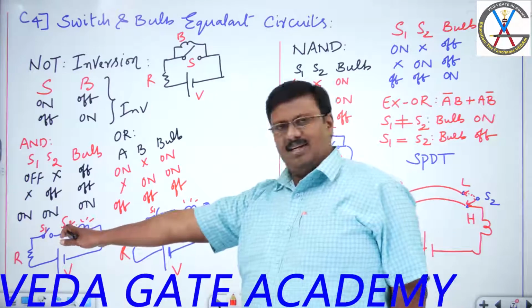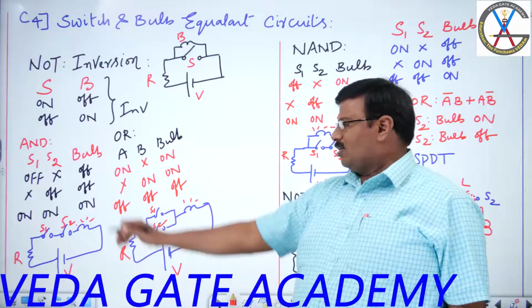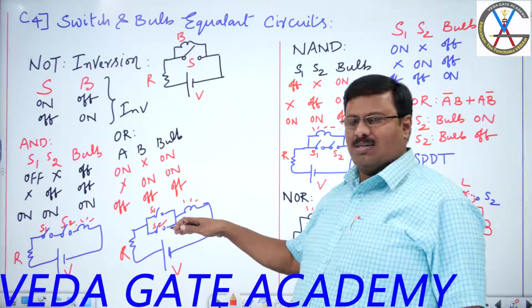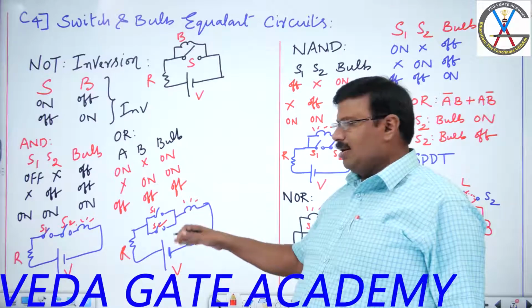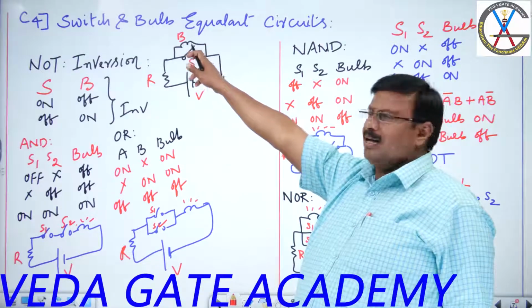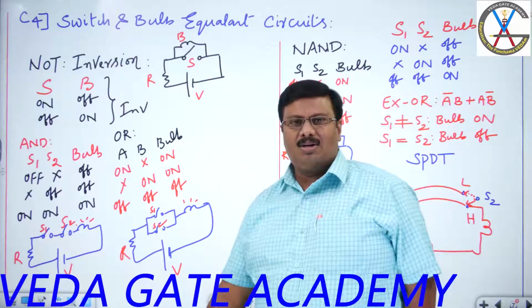If switches are in series along with the bulb, it is AND logic. If switches are in parallel and in series with the bulb, it is OR logic. If the bulb and switch are parallel to each other, that is NOT logic.